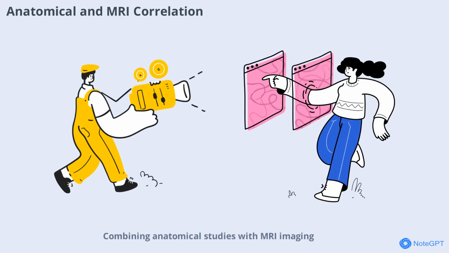Combining anatomical studies with MRI imaging has improved our understanding of piriformis syndrome. Research shows that the sciatic nerve most commonly passes beneath the piriformis muscle, but in 16% to 22% of cases, it passes above or through the muscle. These variants can lead to nerve compression and symptoms similar to discogenic sciatica. MRI helps clarify these anatomical differences, allowing for more targeted and effective treatment.